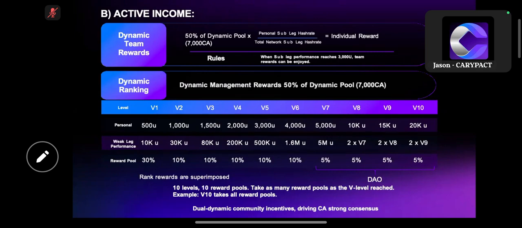Now, let's take the calculator back again. From the 7,000 CA pool that you're getting daily, times the 30% reward pool, you're getting 2,100 CA per day. Now, 2,100 CA is allocated for the V1 pool. How many people qualified in V1? Let's say from the company we have 500 people who qualified in V1. Then the 2,100 will be divided by 500 people. That means you'll be getting 4.2 CA per day.